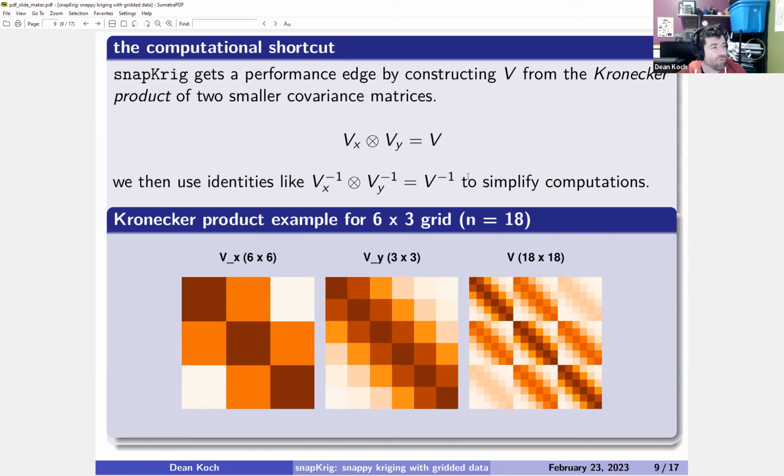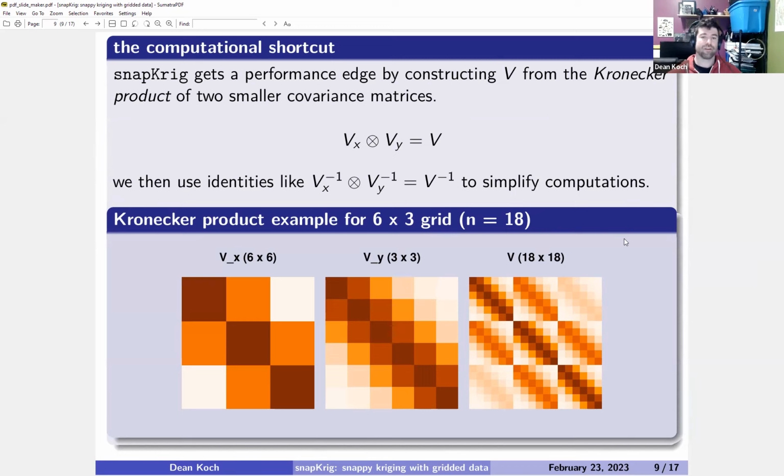Here's an example where I'm plotting some matrices as heat maps. The covariance matrix that we want is 18 by 18. This is showing us the covariances between all 18 points in a 6 by 3 grid. We construct it by defining these two component matrices, one for the y dimension and one for the x dimension. These components have dimensions 3 by 3 and 6 by 6.